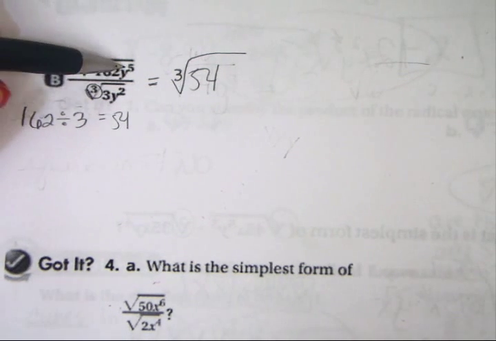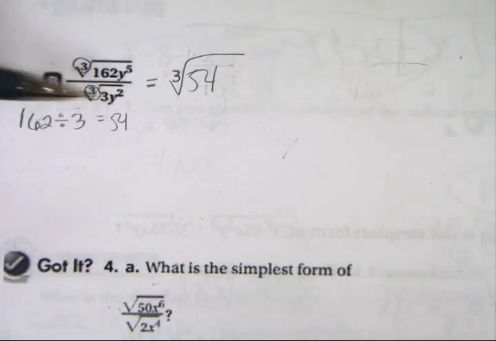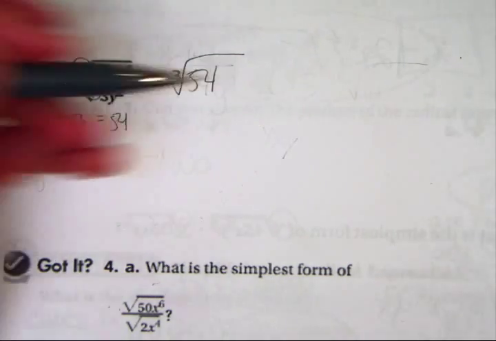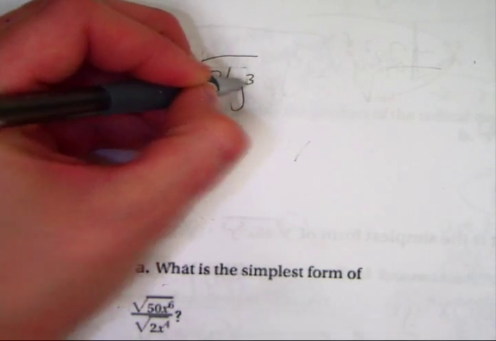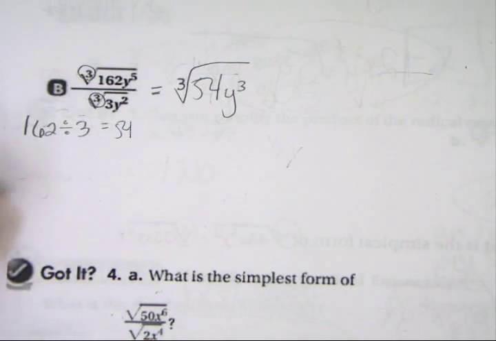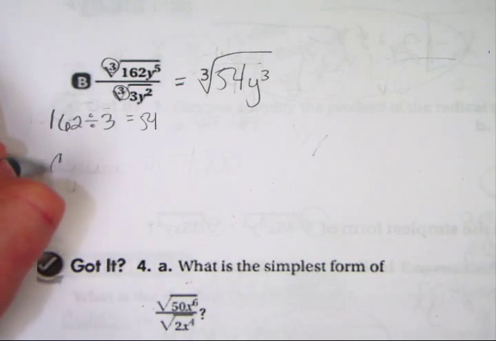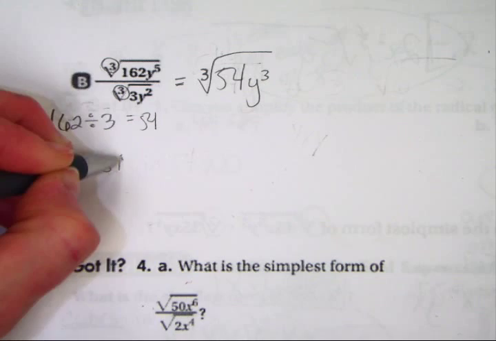Alright, now let's look at the y's. Y to the 5th and y squared, how many are left over when you divide them out? Y cubed. Now what we're going to do is, since we have the cube root, we're going to look at cubes in 54.